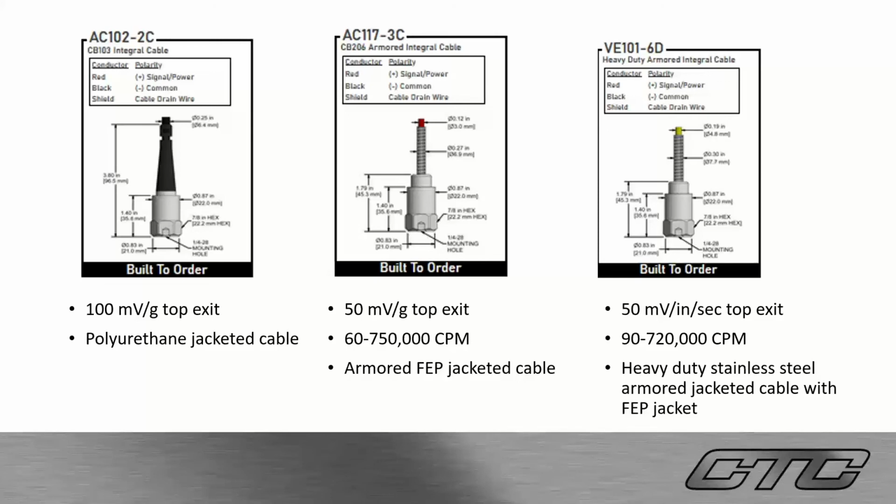On the right, we have the VE101 6D, which is a 50 millivolt per inch per second top exit sensor with 90 to 720,000 CPM, and the heavy-duty stainless steel armored jacketed cable with an FEP jacket.